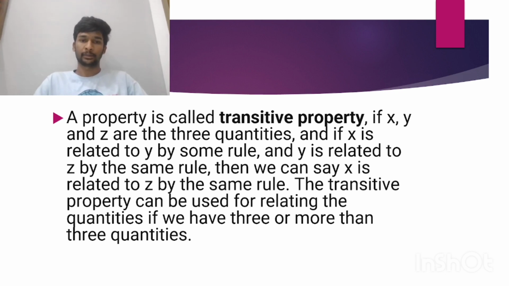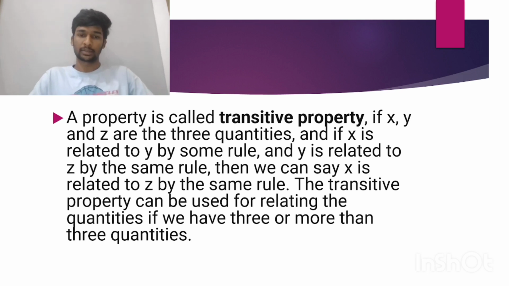Like let's take the example of A, B, C, if there are three quantities. If A is related to B and B is related to C, then A should be related to C by the same rule, because they should all be connected in the transitive property. Like A should connect to B and B should connect to C, then automatically A will be connected to C. So by the same rule, this comes under transitive property.